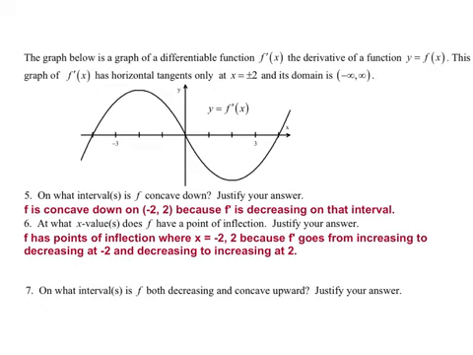Because right here at x equals negative 2, we are increasing, and then we get to 0, and then we start decreasing. And now we're decreasing, and then we go to increasing. And so because it goes from increasing to decreasing at negative 2 and decreasing to increasing at 2, that's why I know there's going to be points of inflection.